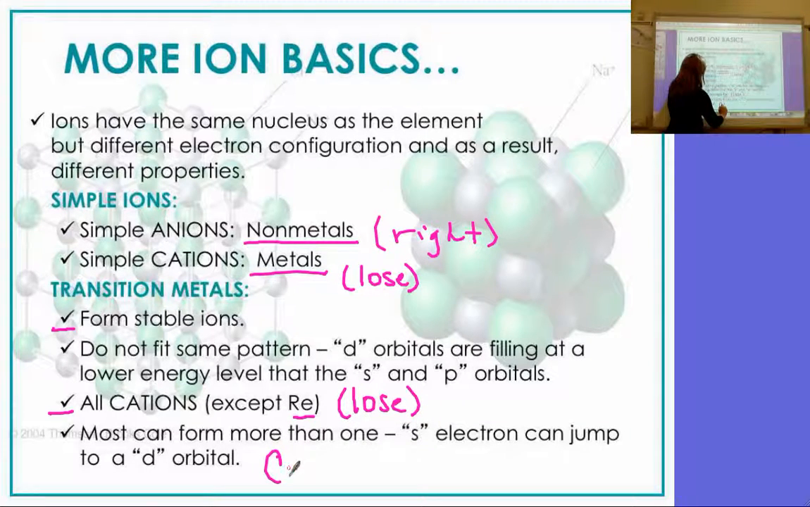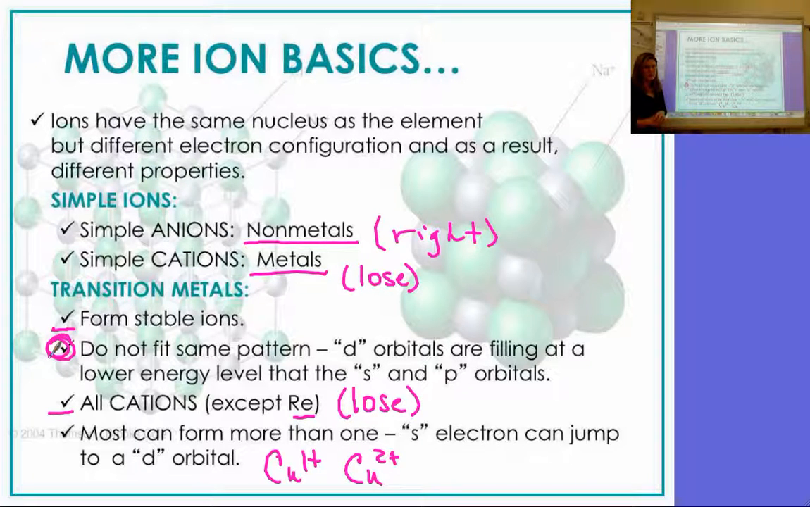Copper is an example. Copper can have a 1+ or a 2+ charge. Copper can be stable giving up 1 electron or 2 electrons because of how these d orbitals jump to fill in the S's and the P's. Again, this is all on your chart. You can just look it up, the different charges for each of the transition metals.